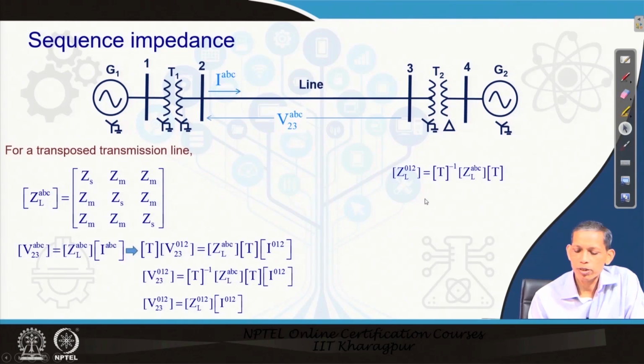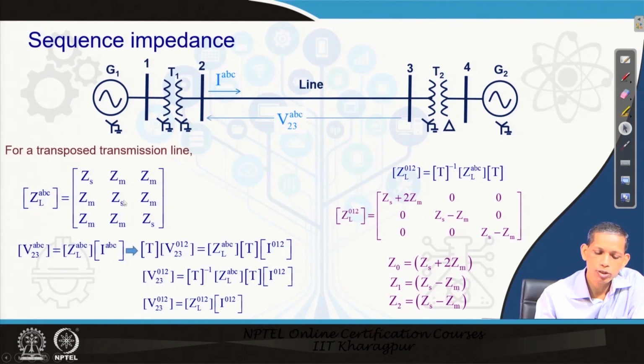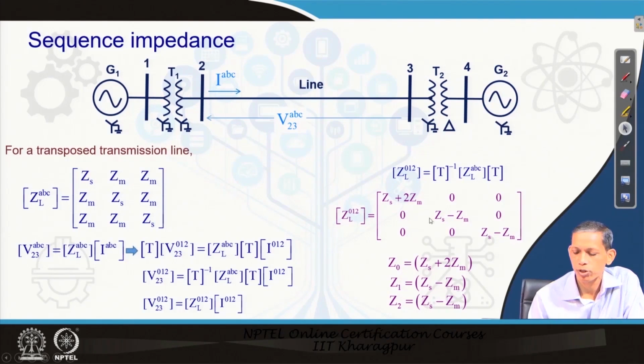So, this gives us a platform to say that the sequence component of the transmission line can be computed from the transmission line impedance matrix, multiplying T inverse and T as in this relation. Going by this, if you substitute the values of T inverse and T and the corresponding Z matrix of the transmission system, it comes out to be Zs plus 2Zm, 0, 0; 0, Zs minus Zm, 0; and 0, 0, Zs minus Zm.